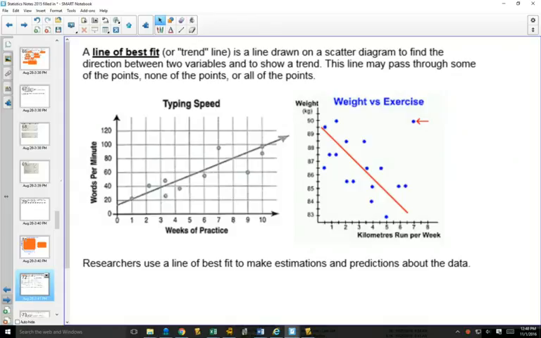You could look at this and say, well, according to this, if I put in 7 weeks of practice, I should get to about 70 words per minute. And you can use that data to make predictions about things within your data. You might have learned that's called interpolation, or even predict what would happen if I kept doing this, right? If I practiced for 5 years straight, according to this graph, I'd be typing at probably 2,000 words per minute.